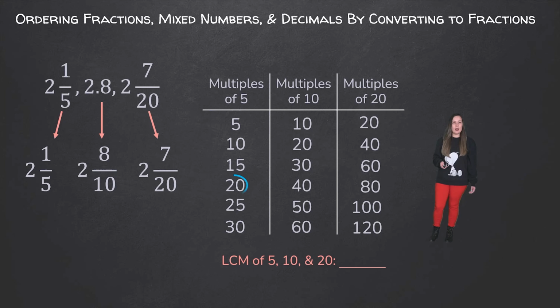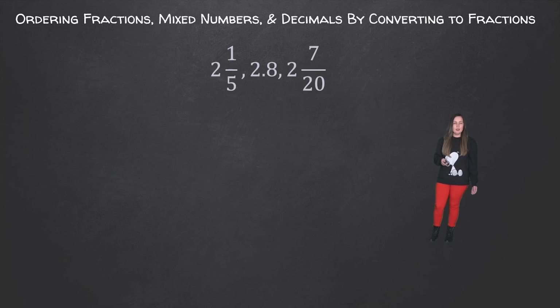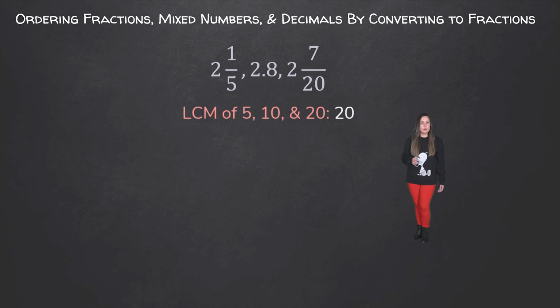Now our least common multiple is 20 because that's the smallest multiple they have in common. So now we have to make sure all our fractions have a denominator of 20. Starting off with 2 and 1 over 5, in order to get a denominator of 20, we have to multiply the denominator by 4. Whatever we do to the denominator, we must do to the numerator.